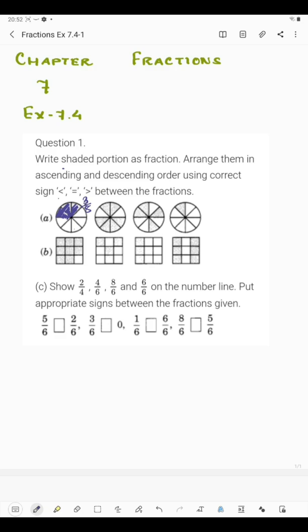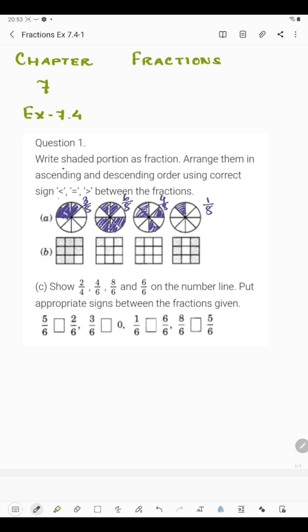Now here in the next figure we have 1, 2, 3, 4, 5, 6. 6 parts are shaded out of 8 parts. So the fraction will become 6 by 8. Now coming to the next figure, 1, 2, 3, 4. 4 parts are shaded out of 8 parts. So the fraction will become 4 by 8. And in the last figure we have only 1 part shaded out of 8 parts. So the fraction will become 1 by 8.